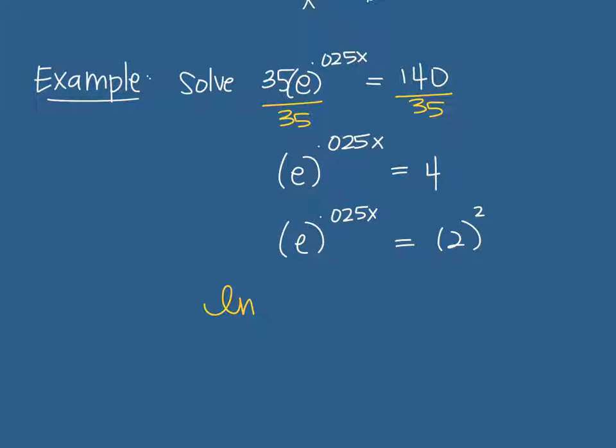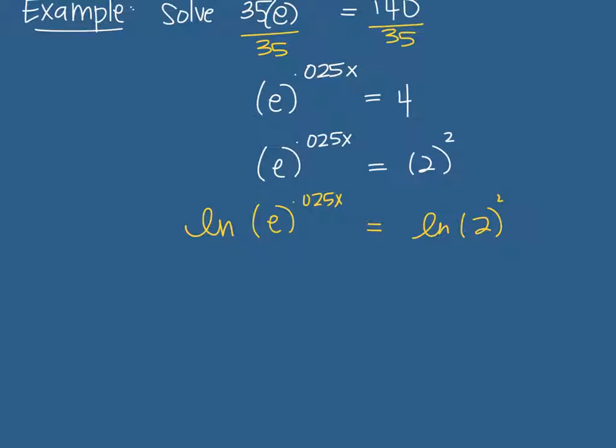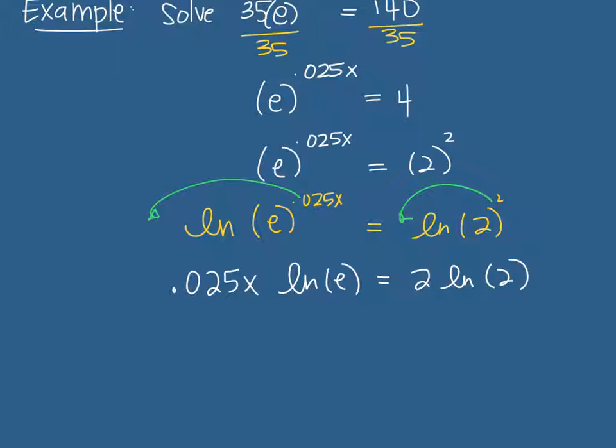So I'm going to use ln around the parentheses of e to the 0.025x, and I'm going to use ln around the parentheses 2 squared. Both powers get pulled to the front. So I get 0.025x pulled out in front of the natural log of e, and I get 2 pulled out in front of the natural log of 2.